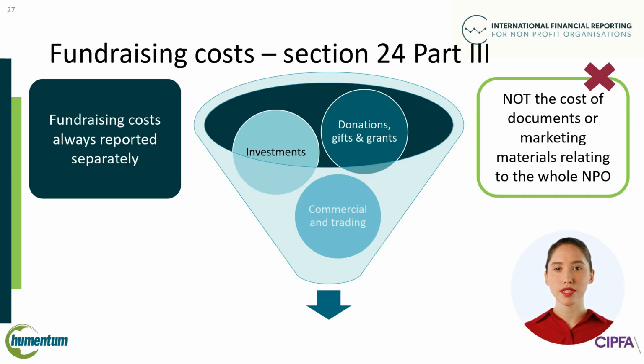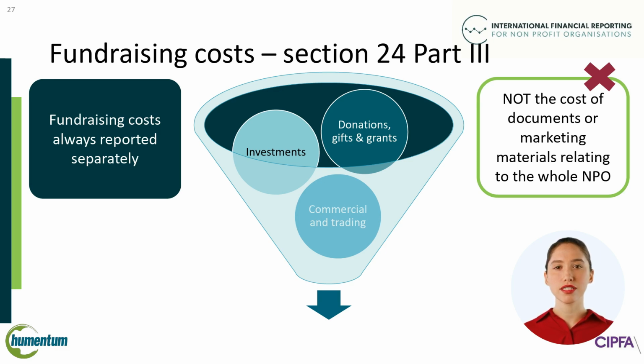INPAG includes separate guidance on reporting the cost of fundraising. These proposals are included in Section 24, Part 3. The proposals have been developed to provide a more transparent approach to reporting fundraising costs. INPAG requires that fundraising costs are separately reported, whichever classification of expenses it uses. It also describes 3 categories of fundraising costs and how they are to be calculated.